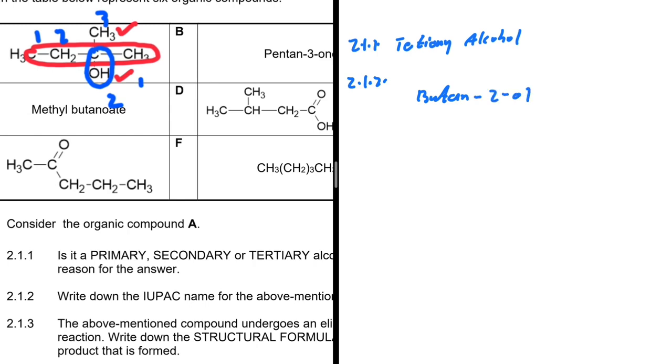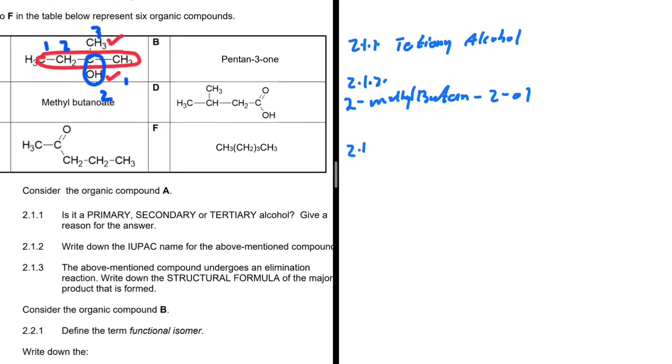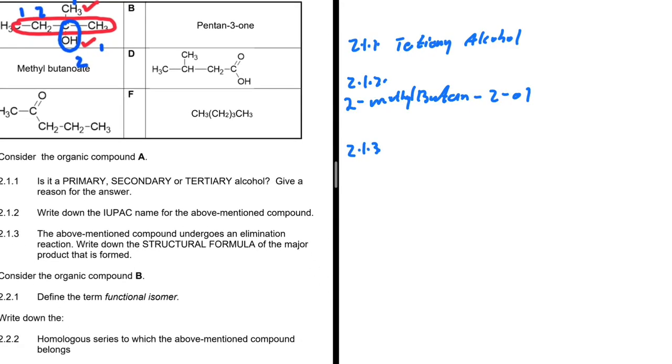But we need to account for that branch there. On the second carbon, we have 2-methyl. So there we go. 2-methylbutan-2-ol. That is the IUPAC name of our compound A. 2.1.3. The above mentioned compound undergoes an elimination reaction. Write down the structural formula of the product that is formed.